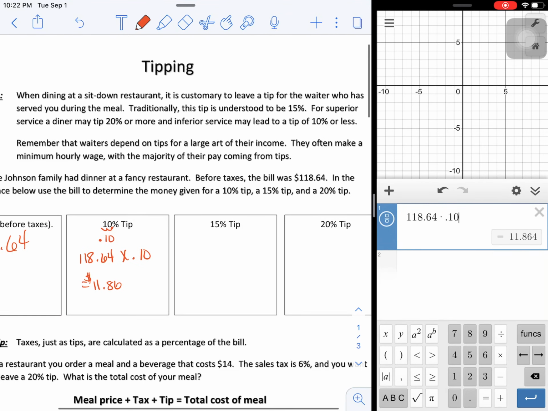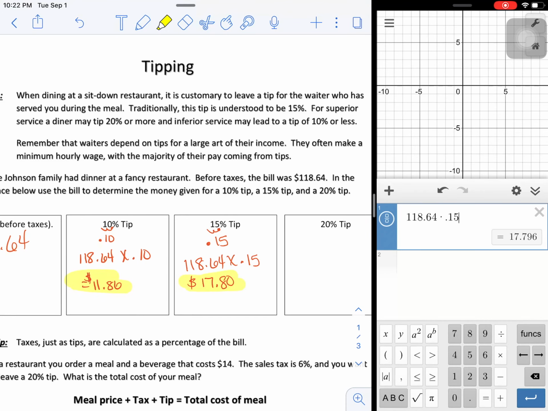If you want a 15%, same thing. Take the decimal, move it over. Now you're looking at 0.15. So 118.64 times 0.15. And we are giving them $17.80. We're going to round, okay?